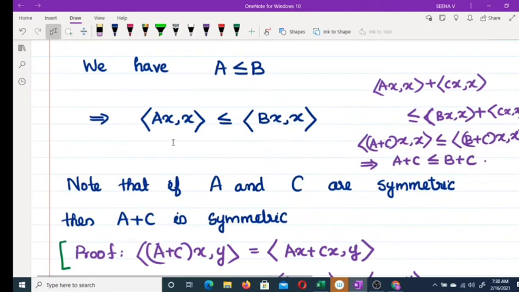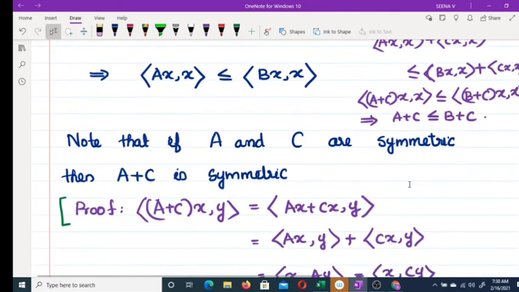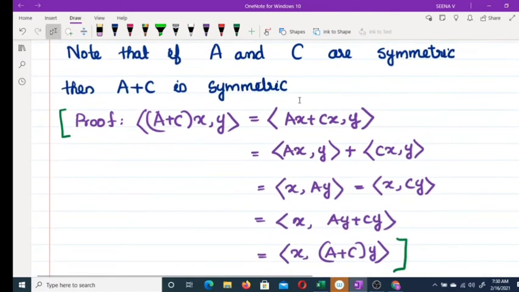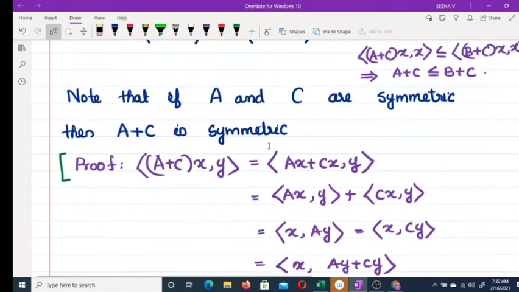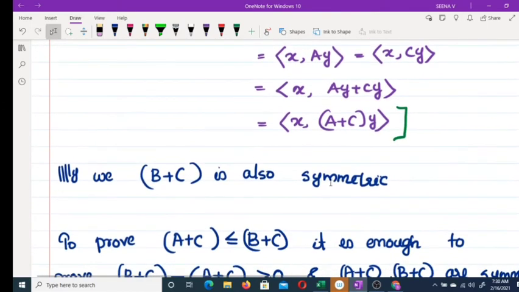So we have A and B. Suppose A and C are symmetric, then A plus C is symmetric. Why? To prove A plus C is symmetric, we have to prove inner product A plus C x, y equals inner product x, A plus C y. From here we get this, and since A and C are symmetric, we can write it like this. So if A and C are symmetric, A plus C is symmetric, similarly B plus C is symmetric.